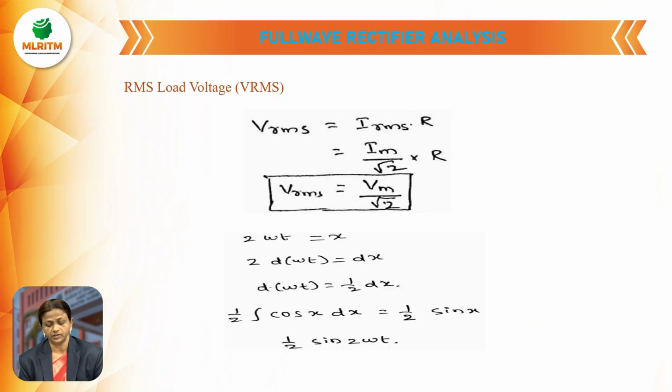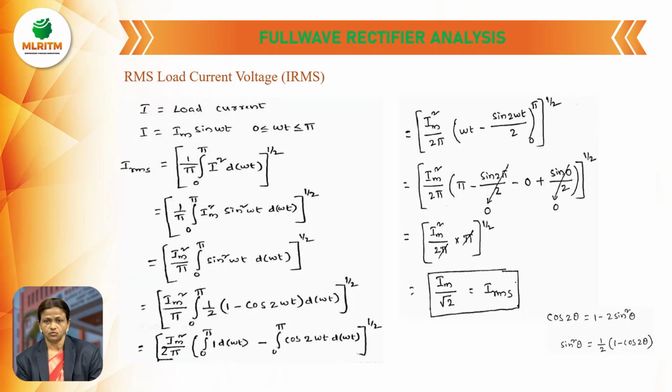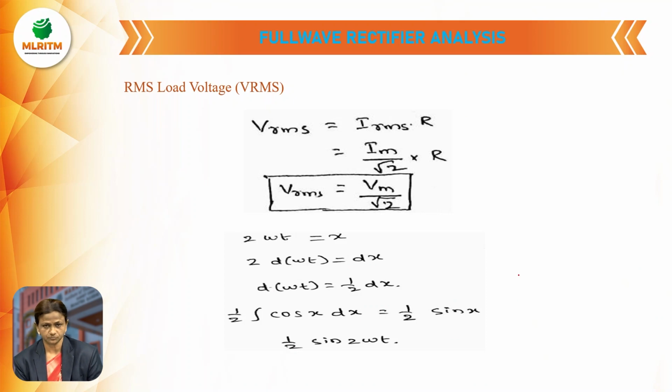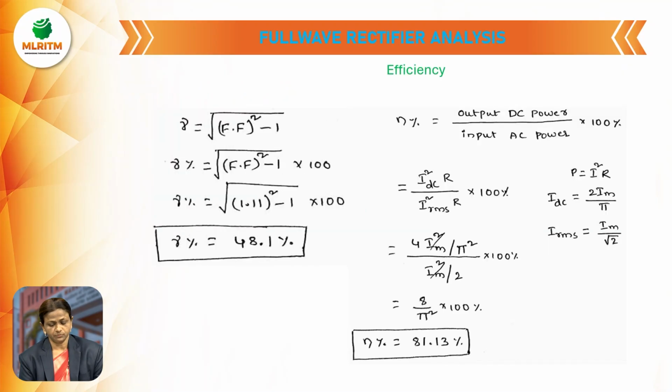Next calculate the VRMS value. By using Ohm's law, V equals I into R. Therefore VRMS equals IRMS multiplied with R. The IRMS value is already calculated: Im by root 2. Now substitute this IRMS value in this formula. Again, Im multiplied with R equals Vm. Therefore VRMS is equal to Vm by root 2. Vm is nothing but the maximum voltage. Now substitute this maximum voltage value in this formula, then you can get the VRMS value.